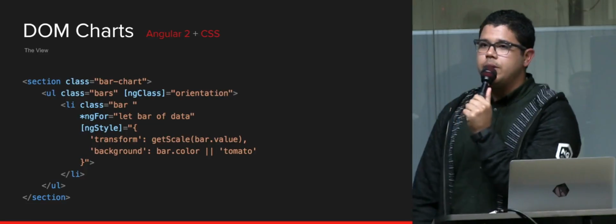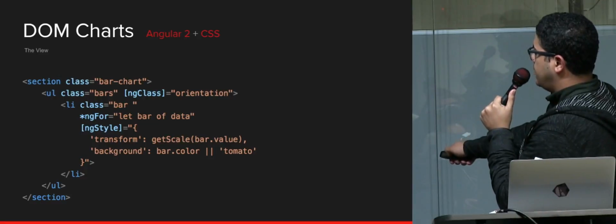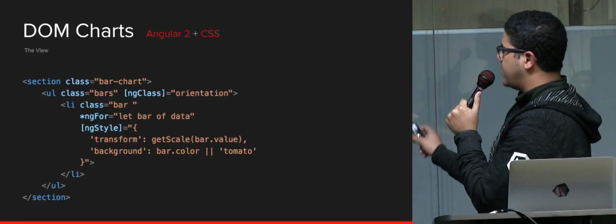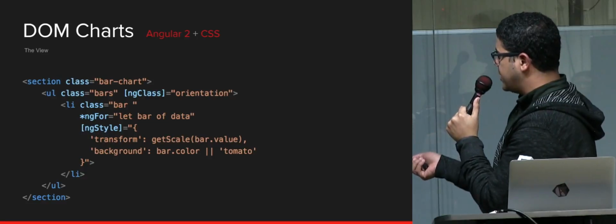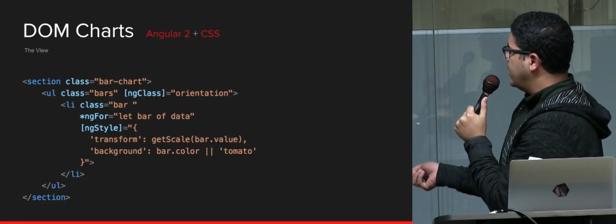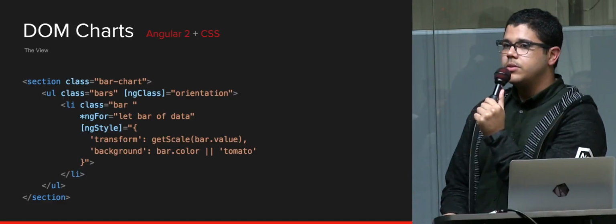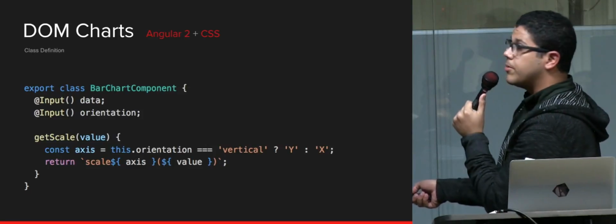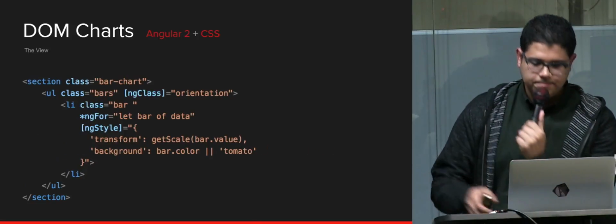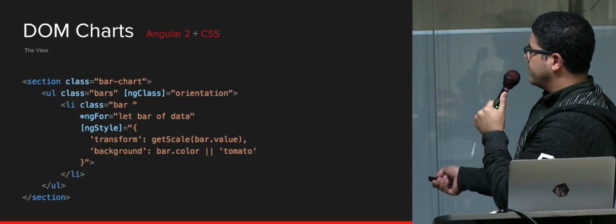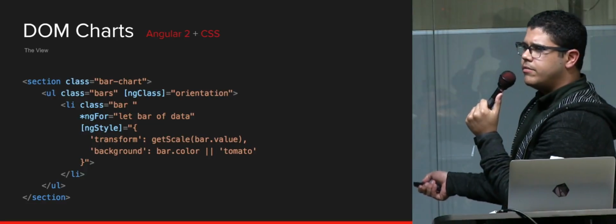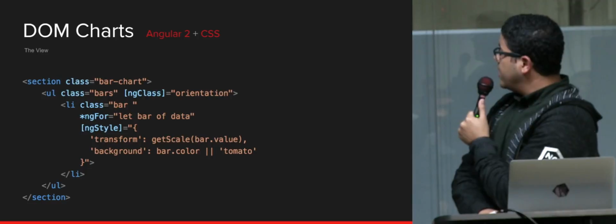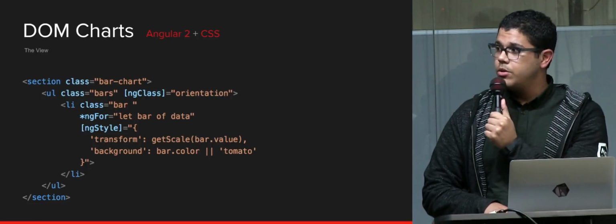Then we have an ng-style, which will be a style attribute. And we have only two properties. We have a transform, and we have a background. This is all we're passing. This is all we're giving to that template when it comes to style, right? We have a class, orientation, vertical. We have a transform. We have a background. Now, our get scale is going to be equal to, remember, scale function, x or y, depending on the axis, parentheses, then the value. And the value, in this case, comes from bar. Our background is going to be the color generated automatically by that function that I have. Or tomato, because why not? It's an actual color. So that is the view, pretty much, for this custom Angular 2 component, right?